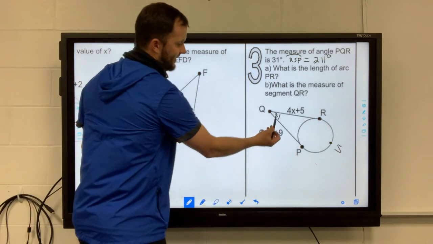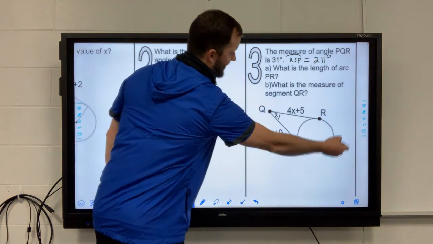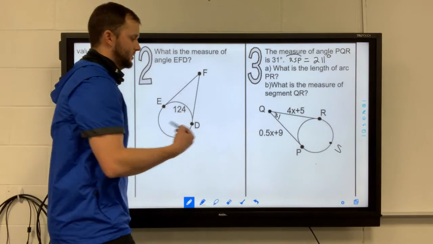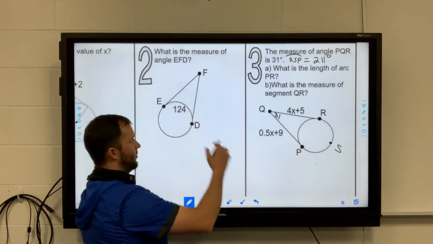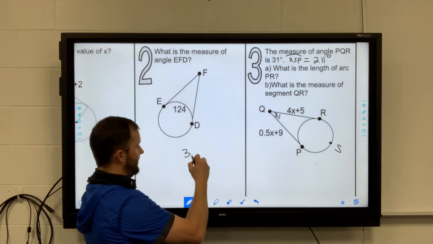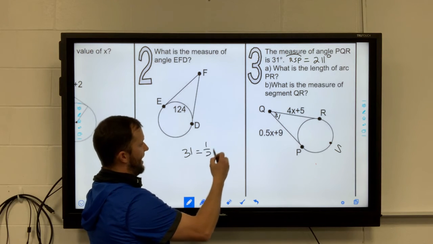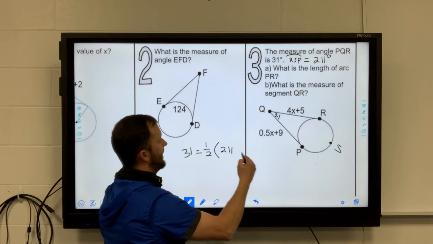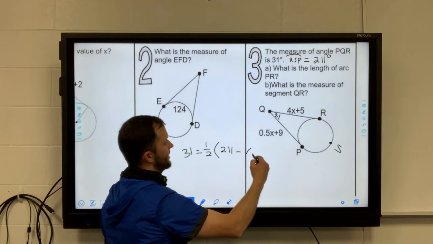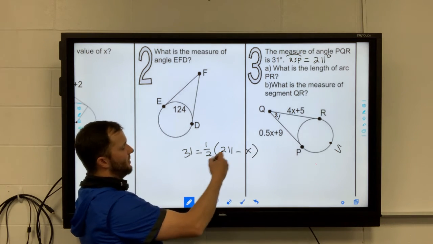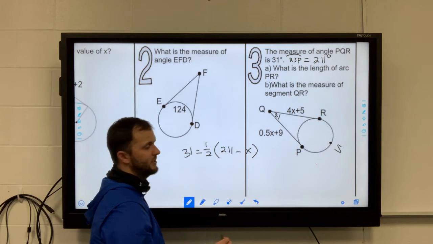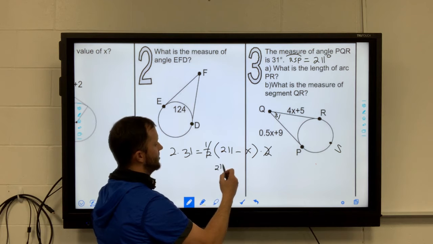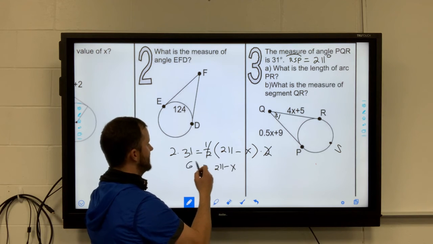What I do know is to find this angle right now, I have to subtract the bigger arc minus the smaller arc and then take 1/2 of it to give me 31. So let's go and work that out over here on the left side. So 31 is going to be equal to 1/2 the measure of RSP, which is 211, and then I'm going to subtract what PR is, which is going to be x. So right now I'm multiplying by 1/2, which is the same thing as dividing by 2. So I'm going to multiply by 2 on both sides. So that's going to cancel. So I get 211 minus x is going to be equal to 62.